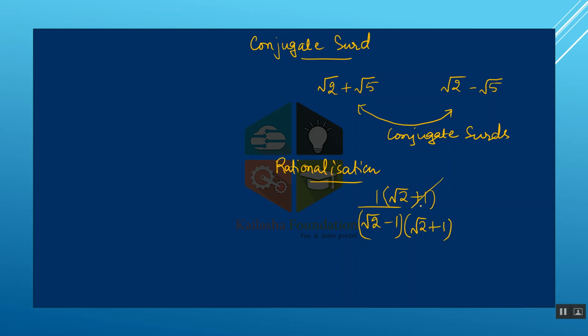Because it can be cancelled out anytime, but we don't have to cancel it because we are multiplying this for a purpose. So now we got root 2 plus 1 divided by these two multiplied, a minus b times a plus b, that is a square minus b square, 2 minus 1, that is 1, so root 2 plus 1 upon 1, simply root 2 plus 1.